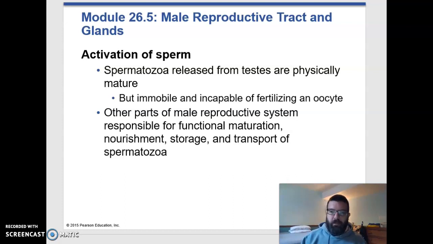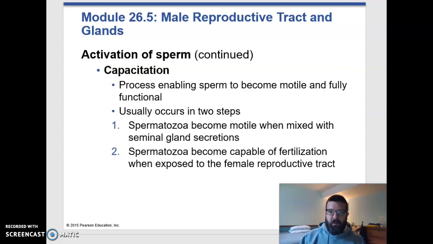All right, even sperm that are physically mature, they look like sperm, and they can leave the testes, cannot actually fertilize an egg because they haven't been activated yet, right? And there are two main parts of this process of activation, or capacitation, it's called. The first happens when the sperm are mixed with seminal gland secretions. That is when they start being able to move the tail.